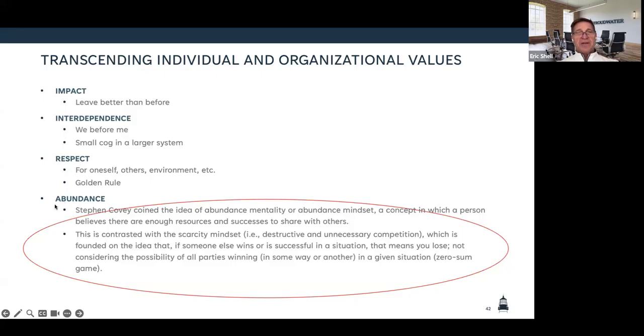The last one of these, impact: always think about how we can leave something better than it was before. Interdependence: we are all part of a very small system, and what we do impacts others. Respect for oneself and for others. But this third one is this idea of abundance. Stephen Covey, in The 7 Habits of Highly Effective People, coined this idea of abundance versus scarcity.